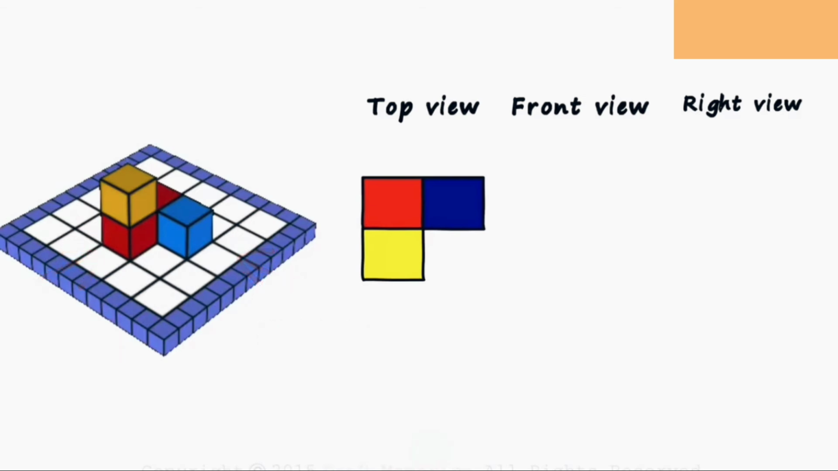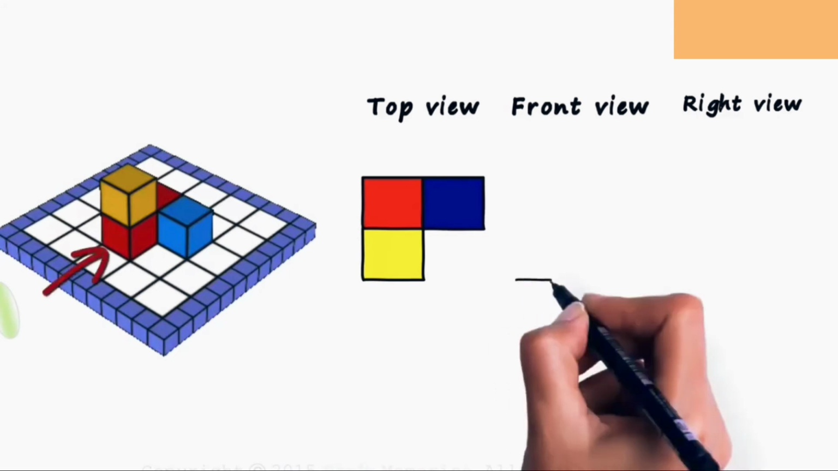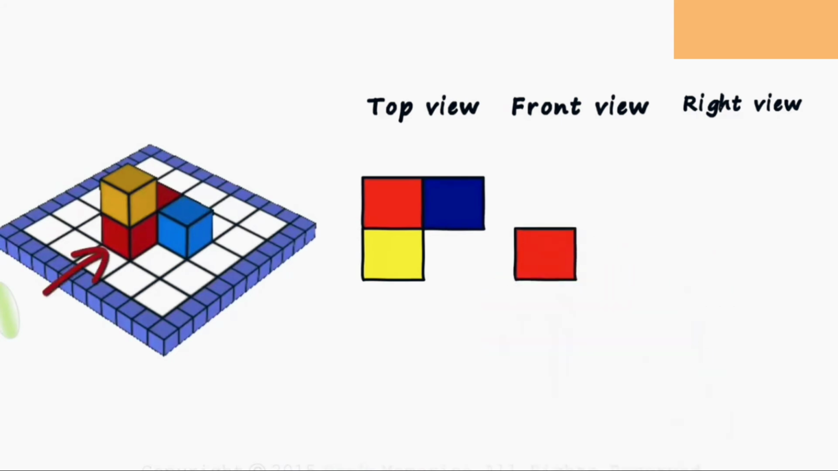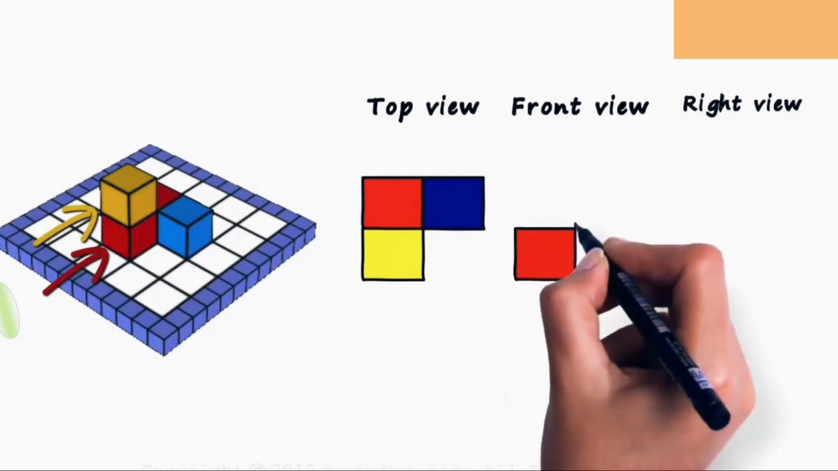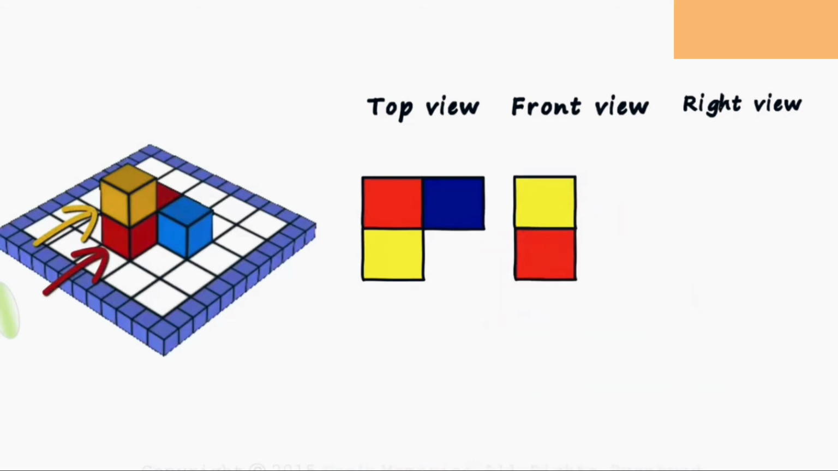Okay, let's draw the front view first. The front view is the view from here. At the bottom, we have the front face of this red cube. So we draw a red square here. Imagine you are standing here. Now from the front view, what will we see on the top of the red cube? It will be the front face of the yellow cube. So we draw a yellow square on top of the red one.